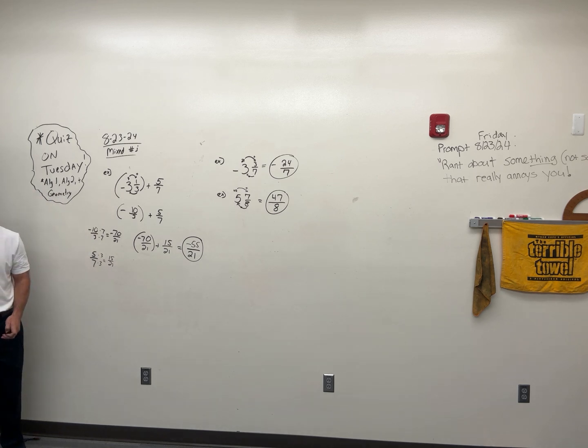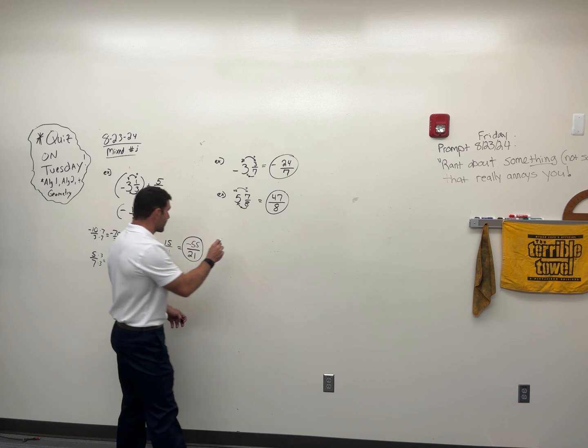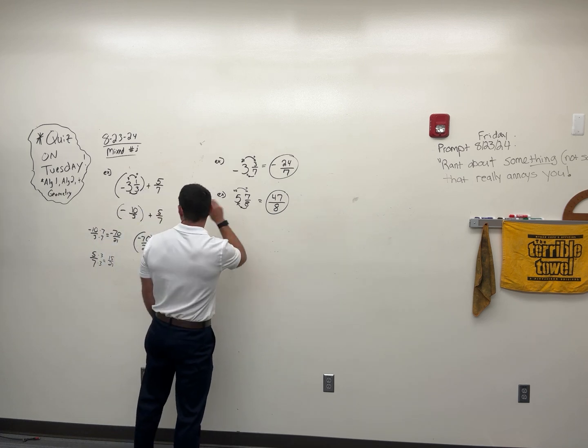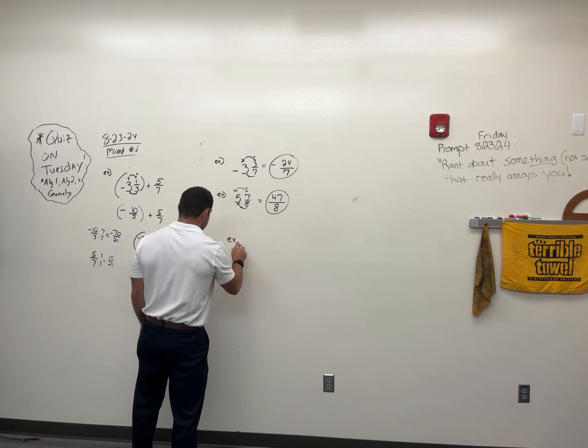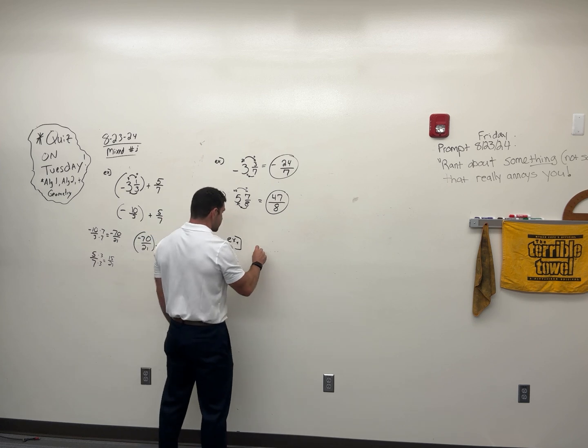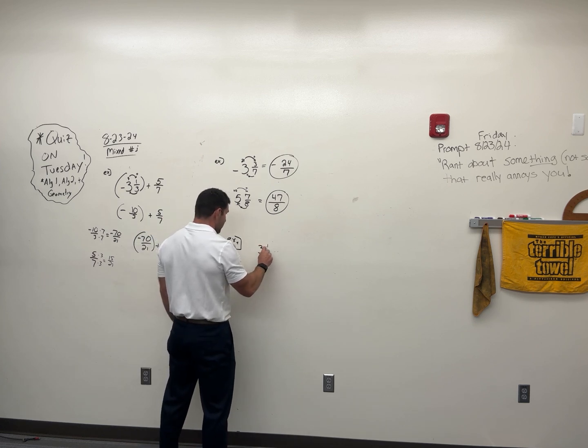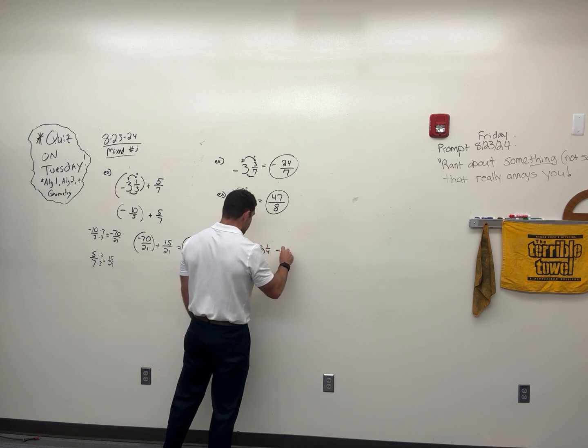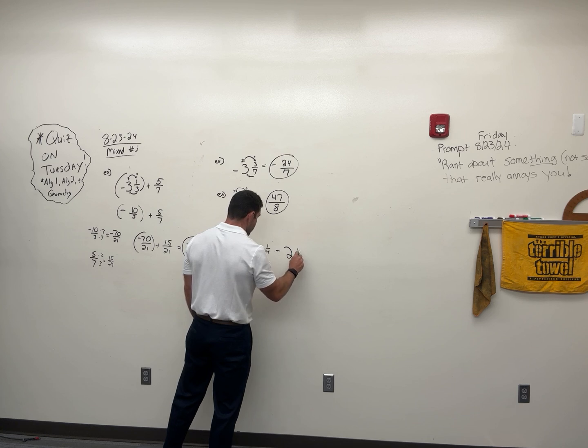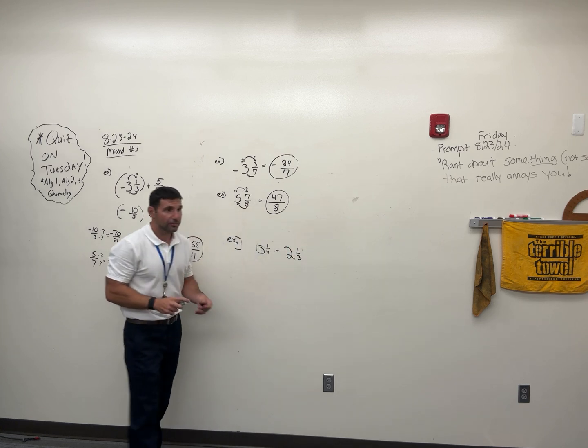Should we do one more? We'll call this example 4. Let's go. 3 1/4. I don't need to put a parenthesis around it. Minus 2 1/3.